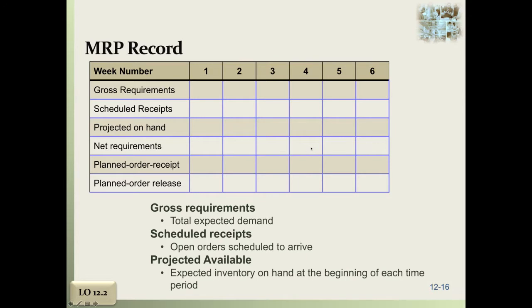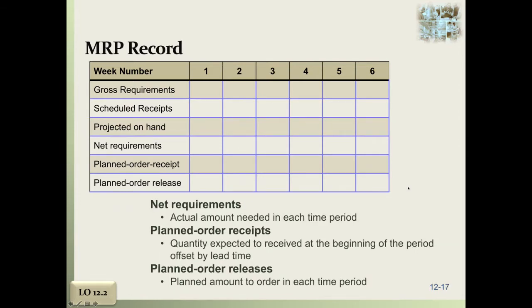So this is what an MRP record looks like. Your gross requirements is your total expected demand. So how much are you expecting to sell? Your scheduled receipts are open orders and when they're scheduled to arrive. So any orders that you have open, when are you supposed to get them? And your projected available, or projected on hand, is expected inventory on hand at the beginning of each time period. Okay, and we're going to look at these as weeks.